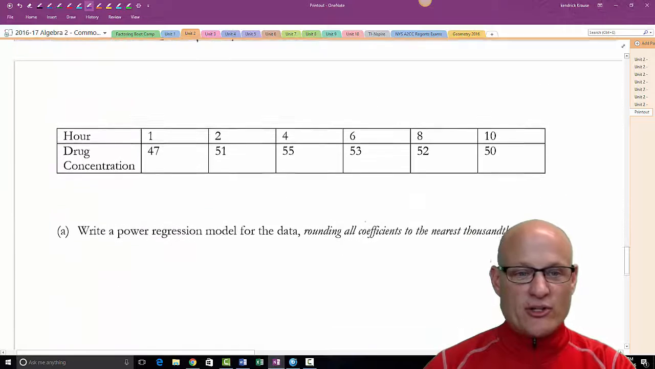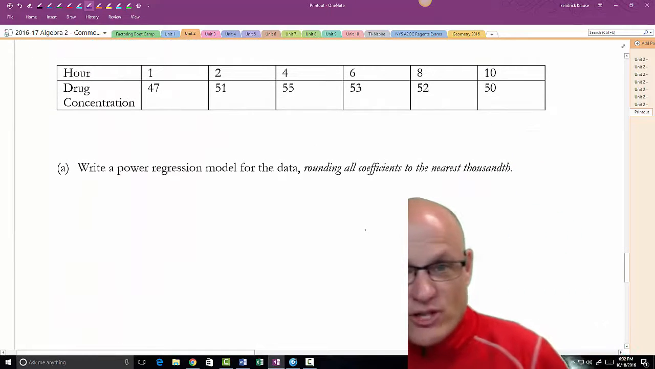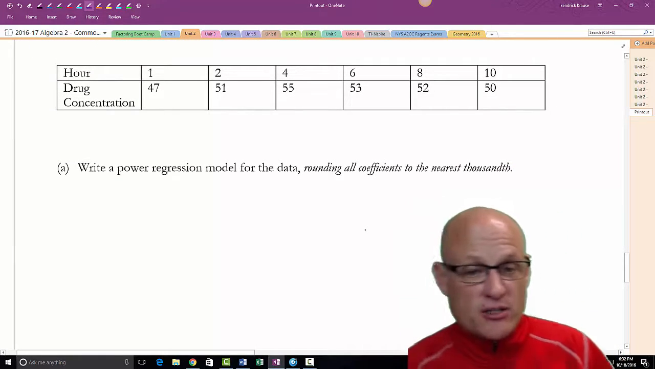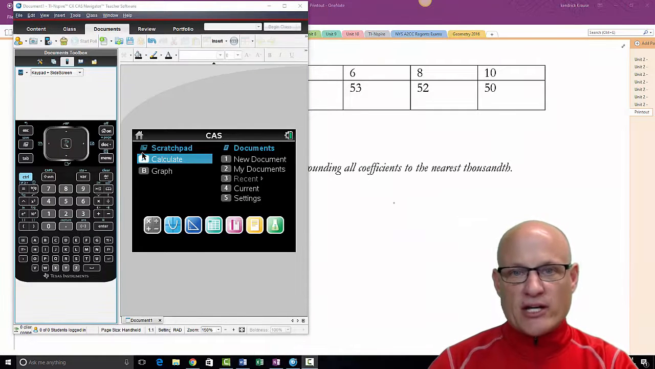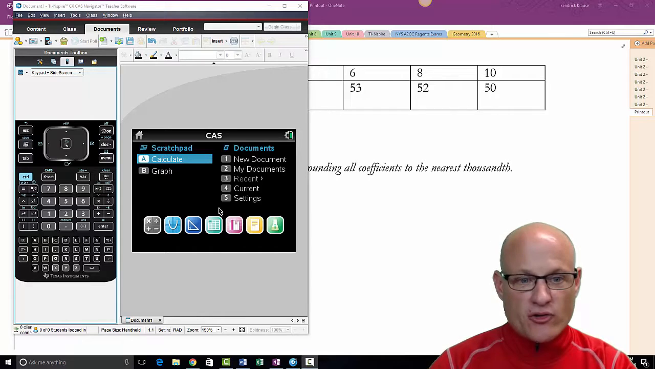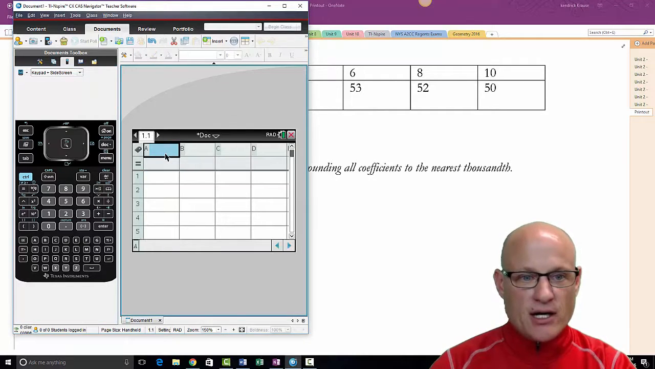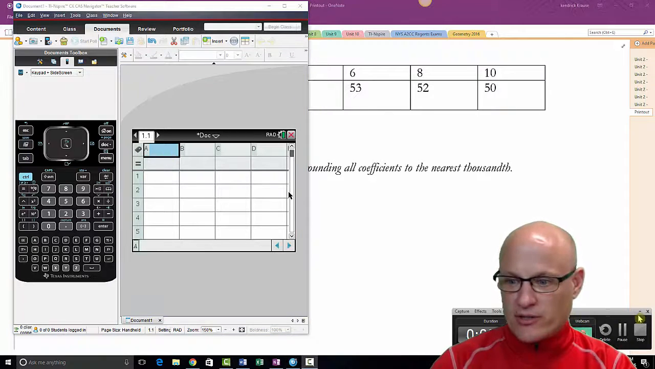All right, one last thing I'm going to do is just a simple regression, just to remind you the steps to go through for that tomorrow, and I'll do that as soon as I get back. The first thing you're going to do is open up your calculator. You're going to go to spreadsheet. Don't forget you're going to go to the spreadsheet. Click on that.